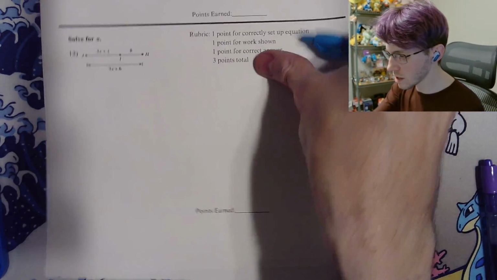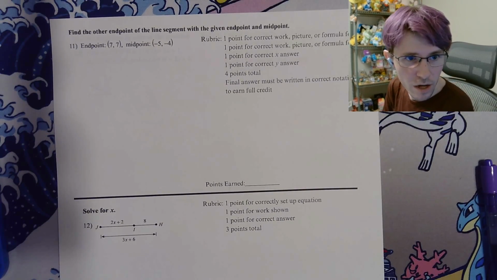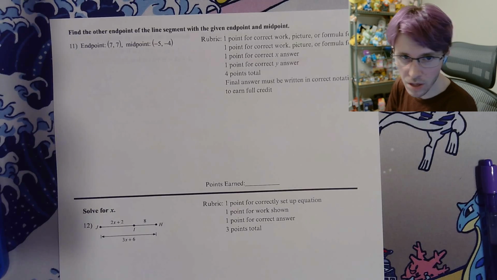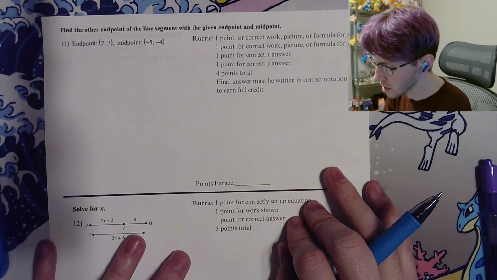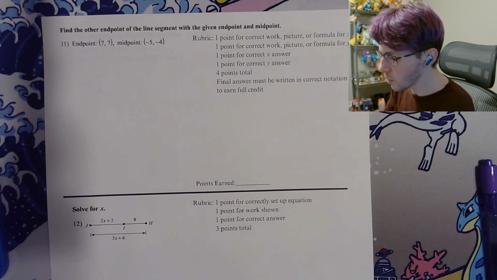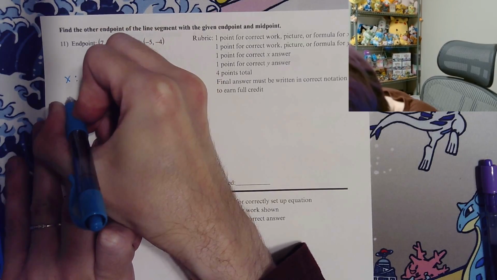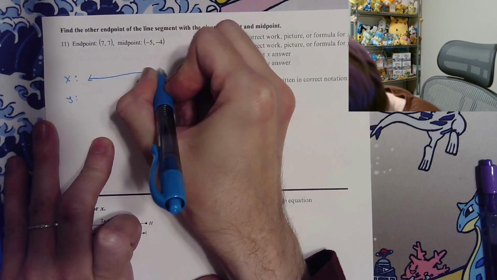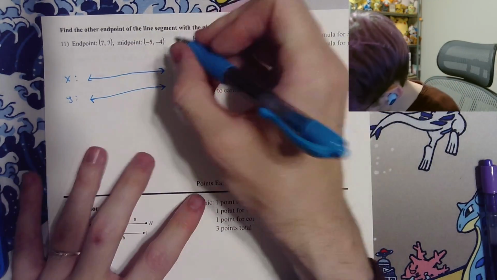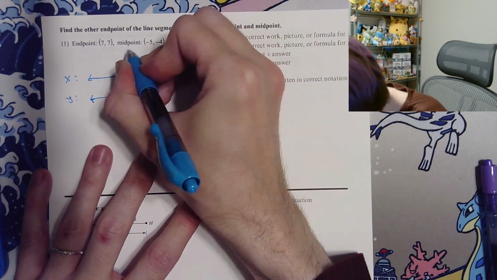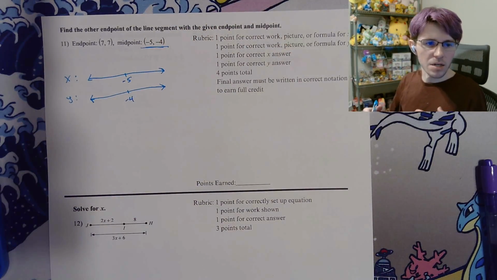We're moving on to the last couple of problems. We only have 3 more left. Find the other endpoint of a line segment with the given endpoint and midpoint. Here we go. Endpoint 7, 7, and the midpoint -5, -4. The way I prefer doing this problem, I did it on the board like this, where we have an X and a Y, and we create an X line and a Y line. The idea is we start off with the middle value. This midpoint, the -5 and the -4, is where we begin, and we go from there.